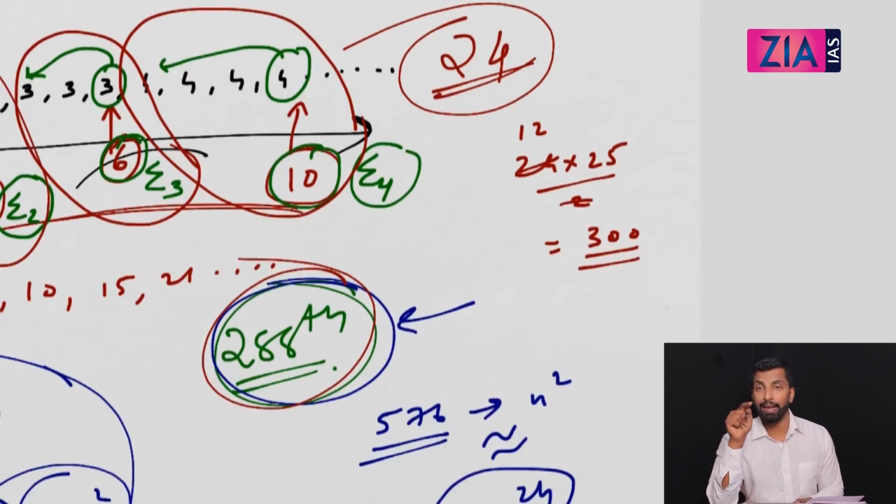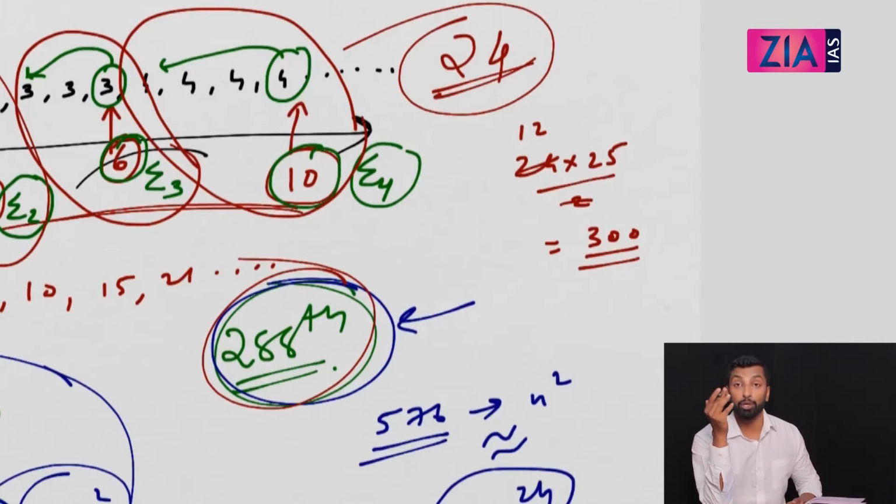So instead of 288, if I ask you 280, still it is 24. If I ask you 285, that is also 24. If I ask you 290, that is also 24. 291, 292, 295, 297, 299, 300 for that matter, 24. If I ask you the 301st term, that will be 25. Why?